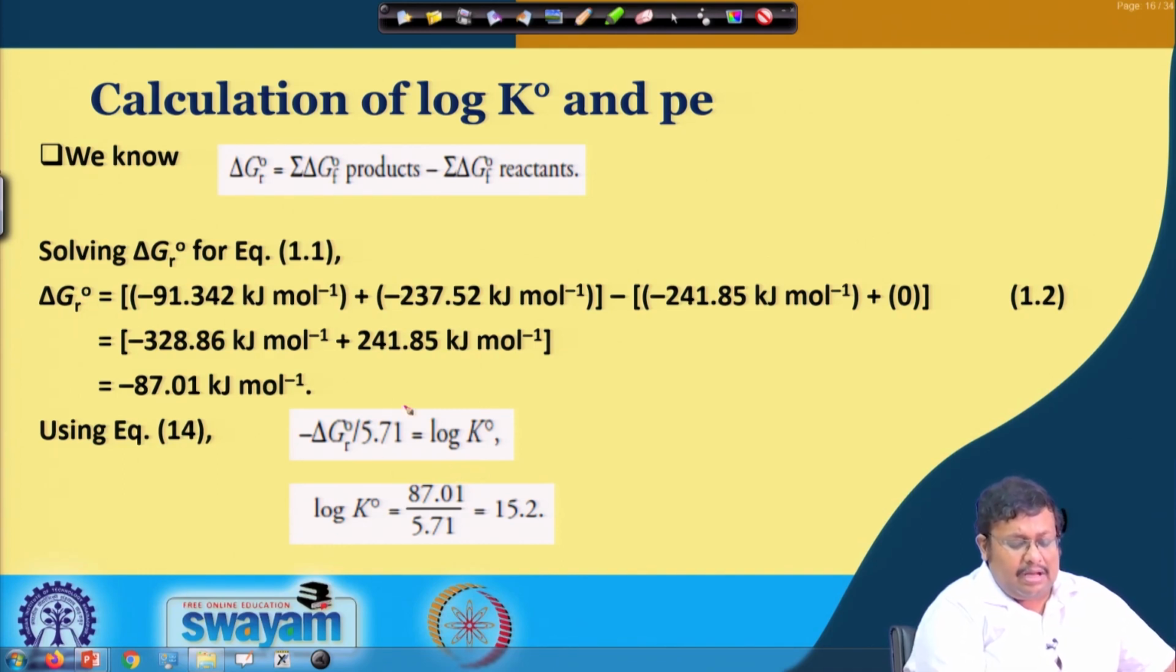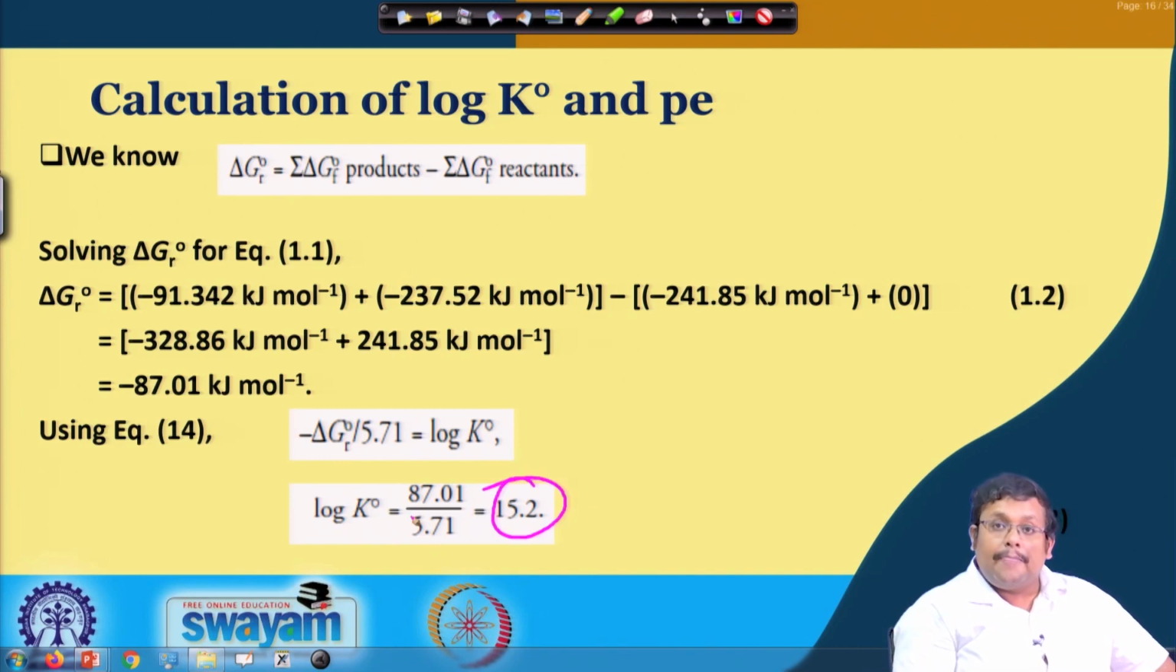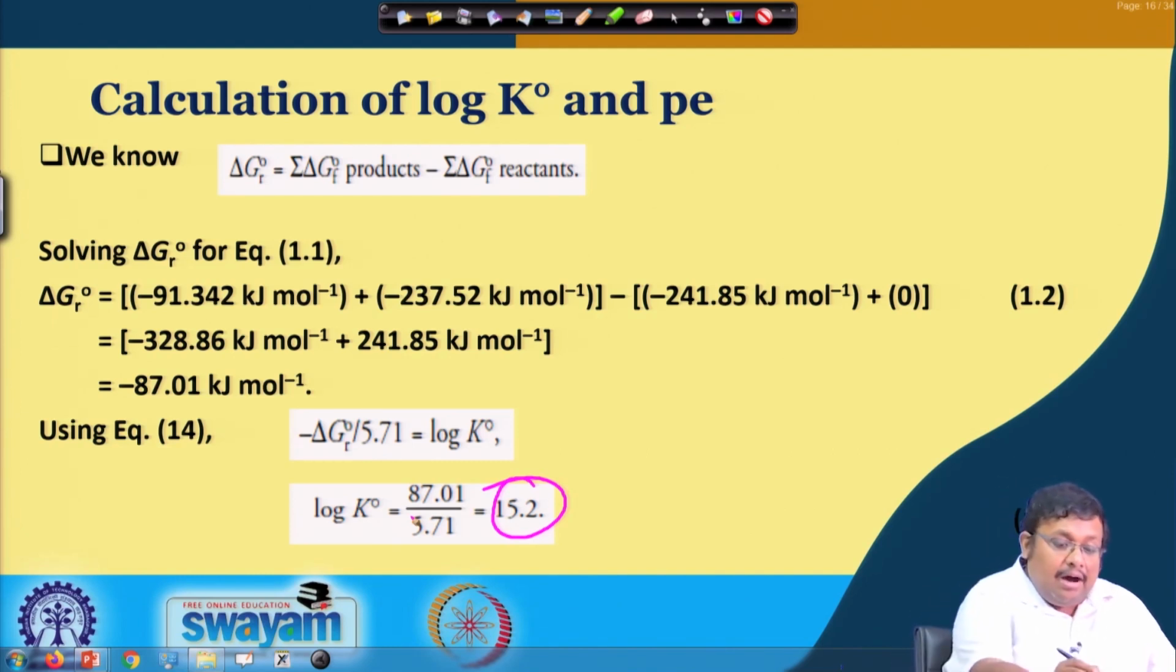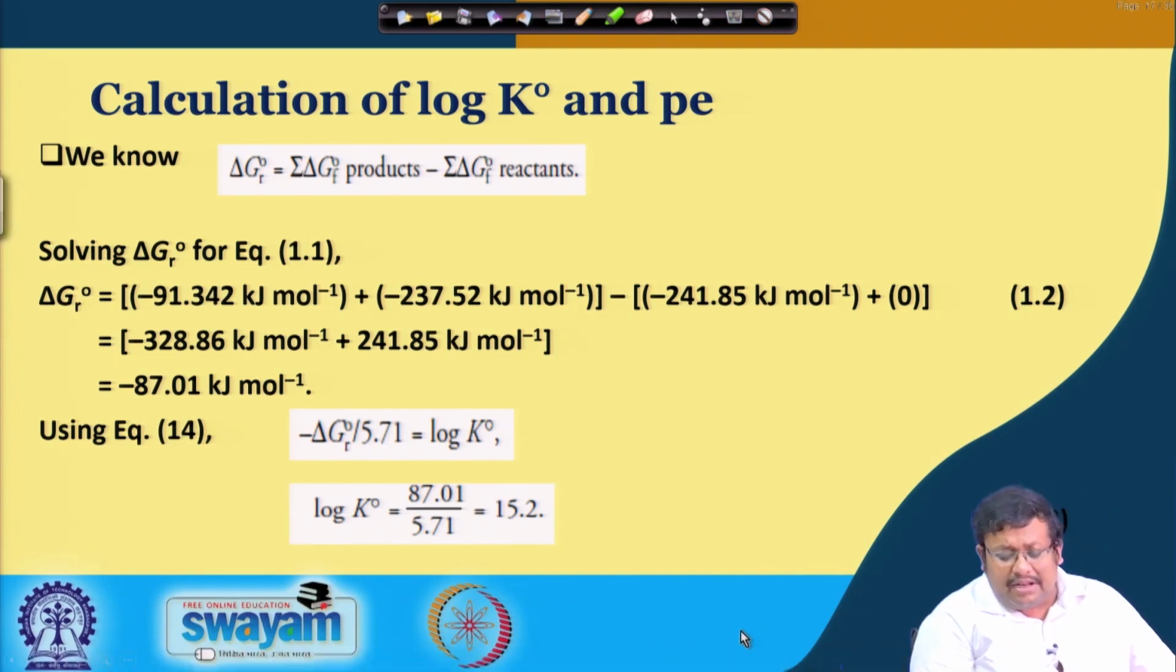So, basically it will be 87.01 by 5.71. So, that will be the value of 15.2. So, for this half reduction reaction from Fe3 to Fe2 plus, we have calculated the value of log K0 equal to 15.2. How have we calculated it again? We have calculated based on the free energy, and once we calculated the free energy, we are inputting that value into equation 14, which you have already seen previously. Now, we have calculated it is 15.2.